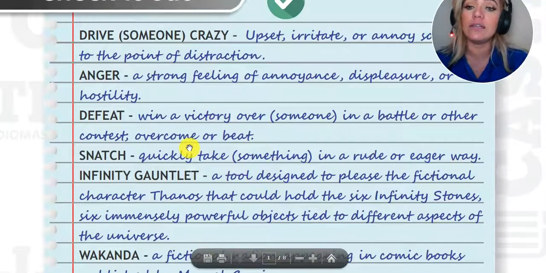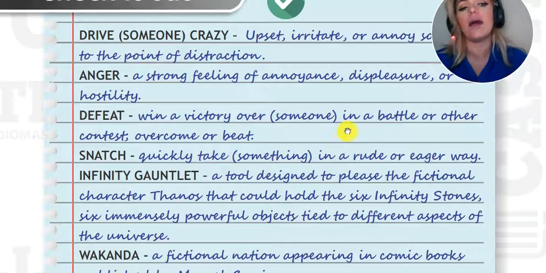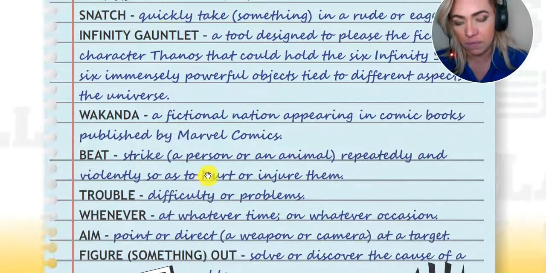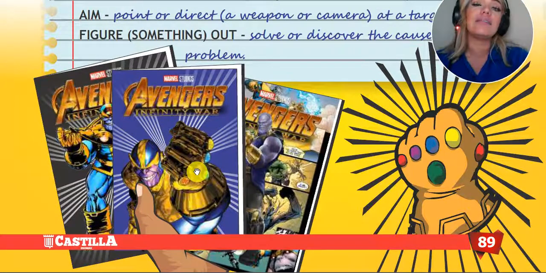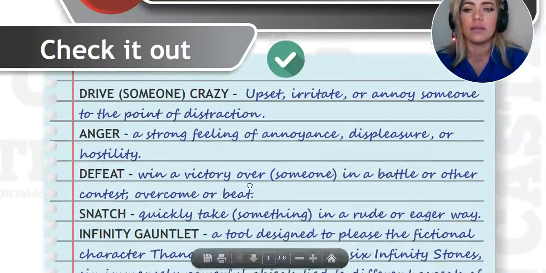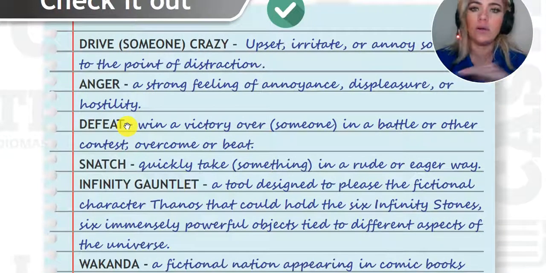Defeat. Defeat is to win a victory over someone in a battle or a contest, overcome or beat. So, if you have watched the Avengers movies, Thanos was defeated by who? Tony Stark, right? Yes, it was Tony Stark, Iron Man, right? So he was defeated. No longer is Thanos gonna be a threat.